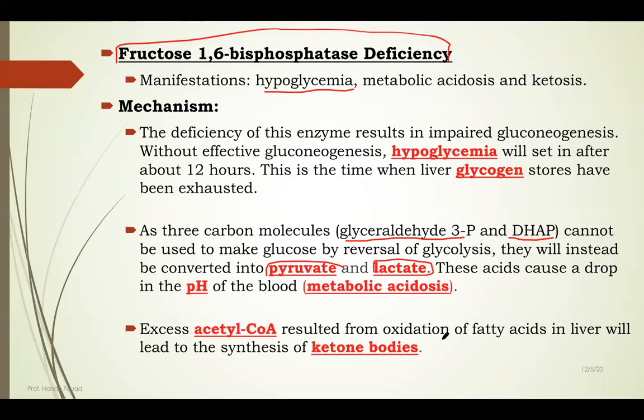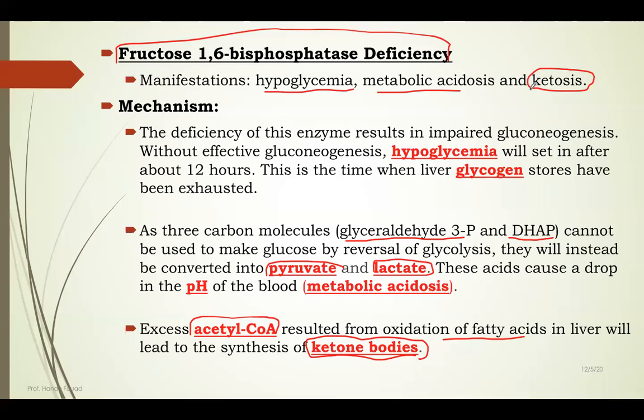Excess oxidation of fatty acids leads to liberation of a large concentration of acetyl-CoA, which will be shifted toward the synthesis of ketone bodies. Again, ketone bodies are organic acids, and this leads to metabolic acidosis. So, if we have deficiency of any key enzymes of gluconeogenesis, there will be hypoglycemia, metabolic acidosis, and elevation of the ketone bodies, which is called ketosis.